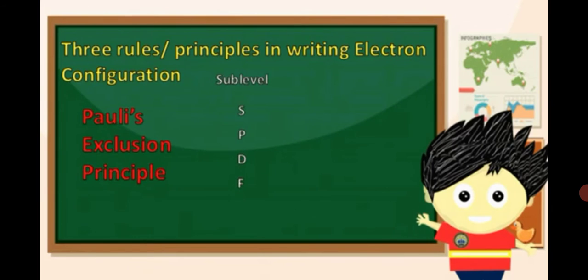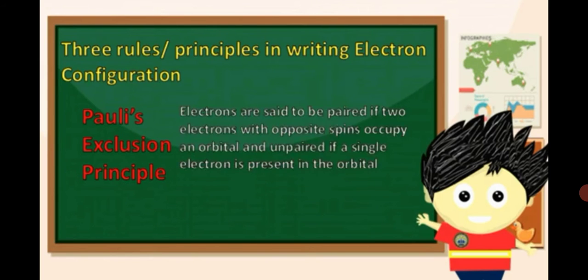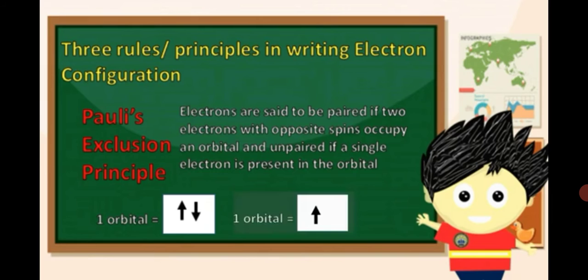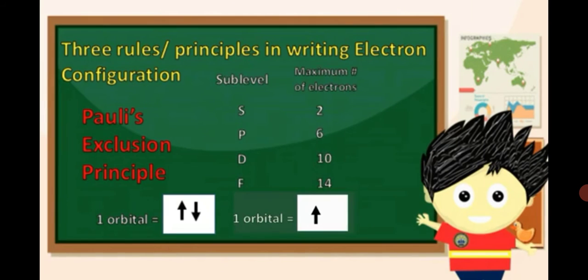Mapapansin natin sa bawat sub-levels, ito ay may respective number of electrons na kayang i-accommodate. Isa ito sa kailangang bigyang pansin sa Pauli's exclusion principle. According to this principle, electrons are said to be paired if 2 electrons with opposite spins occupy an orbital, and unpaired if a single electron is present in the orbital. Dito, makikita natin na batay sa maximum number of electrons ng bawat sub-levels, dito natin malalaman kung ilang orbital meron sa bawat sublevel.